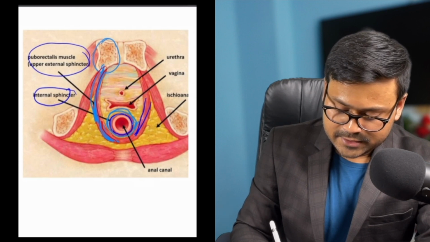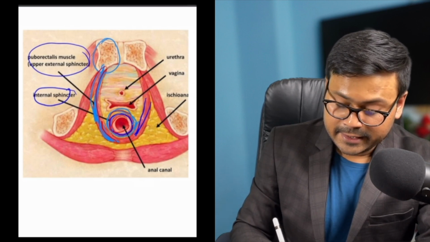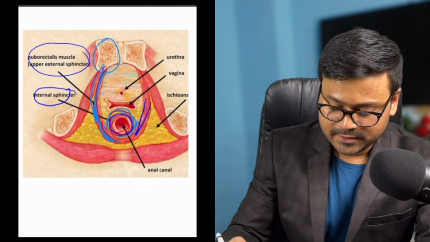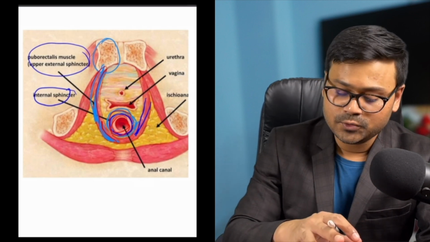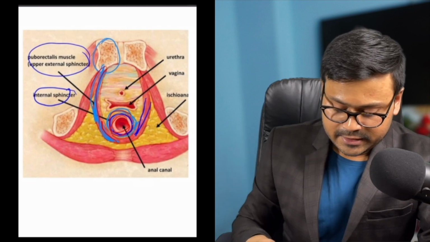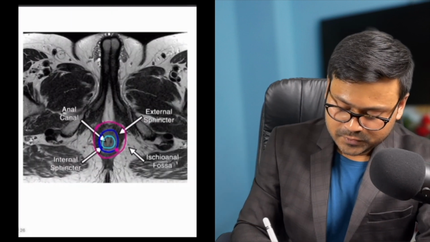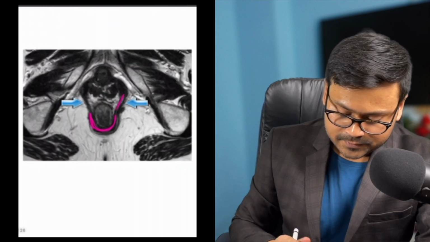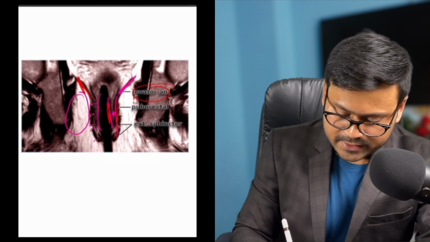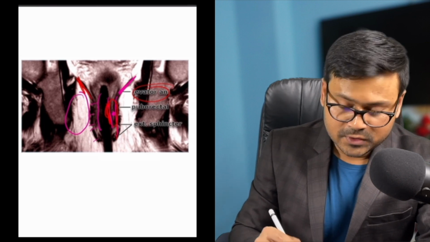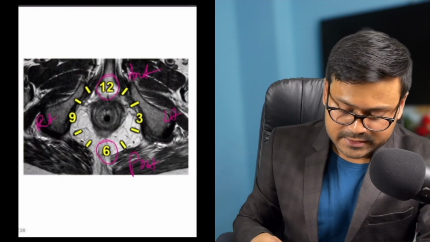This is the axial image. Anal canal, encircling the anal canal is the internal anal sphincter and outer to this internal sphincter is the external sphincter, and the space in between these two is the intersphincteric space. So this is the MRI anatomy, again the same coronal image of the MRI. Levator ani is the muscle, this is the levator ani, external sphincter and internal sphincter. The space in between these two is the intersphincteric space. So this is the anal clock.